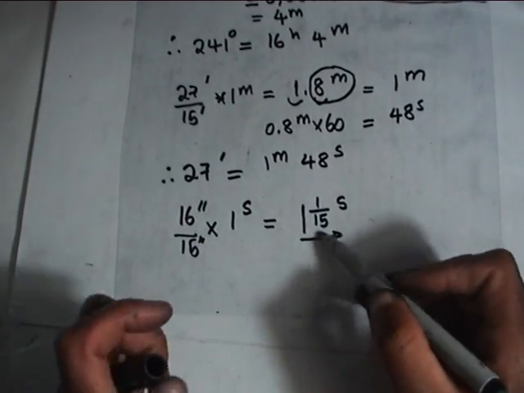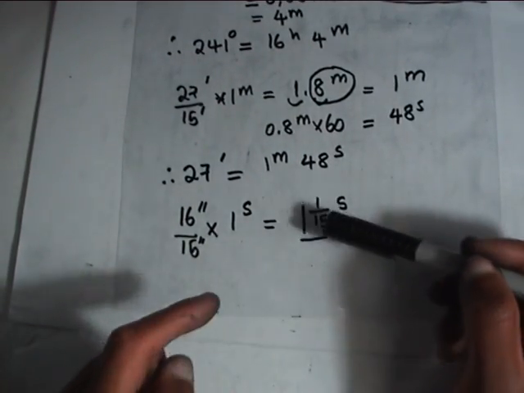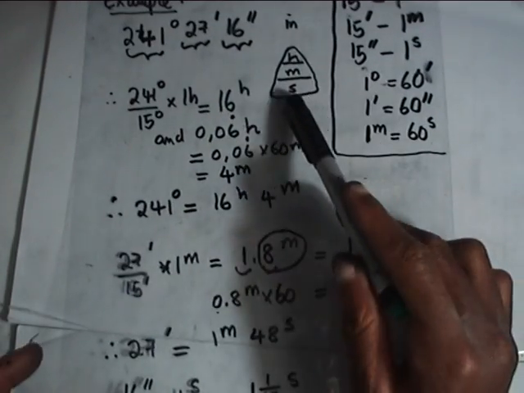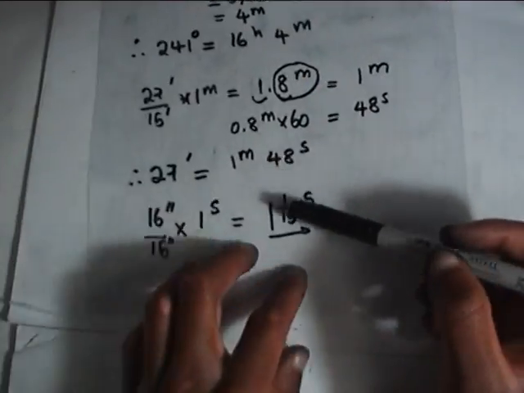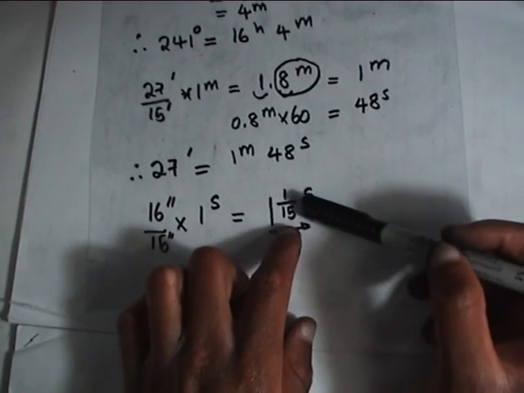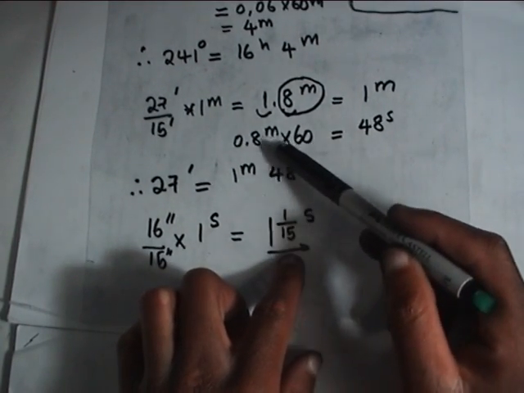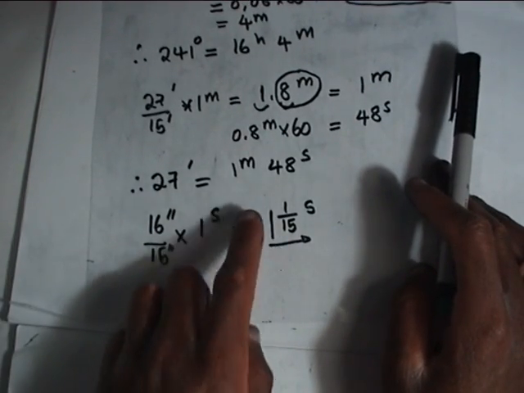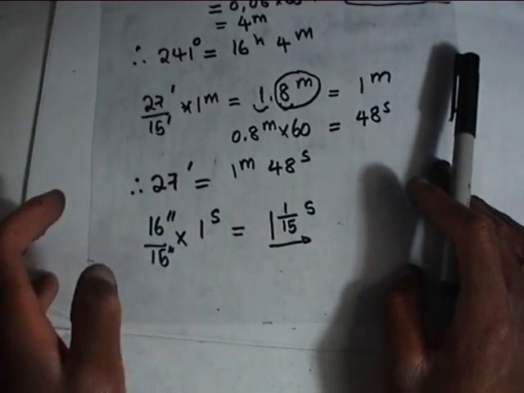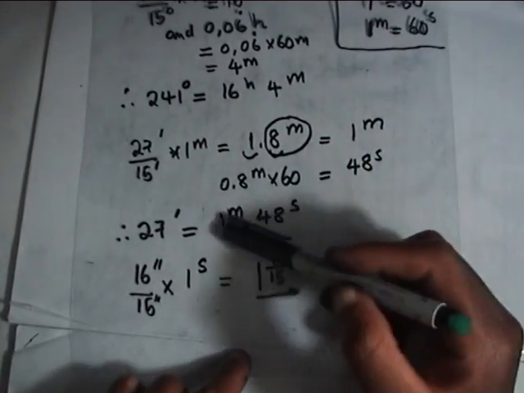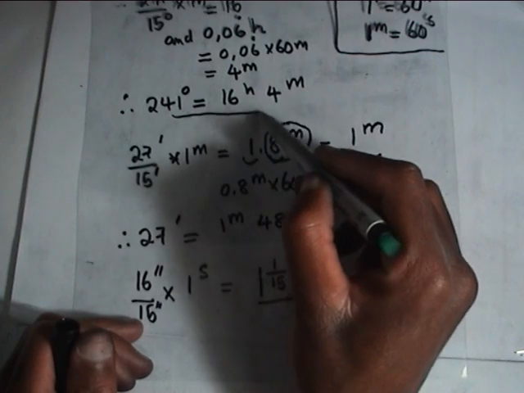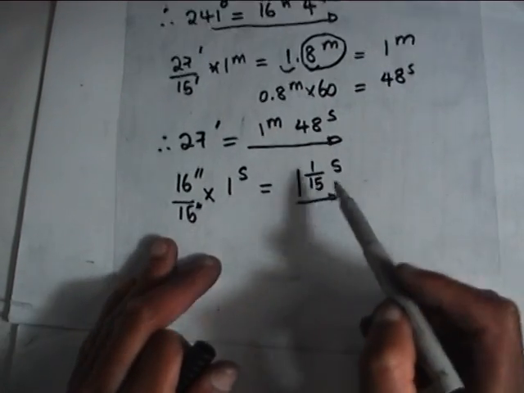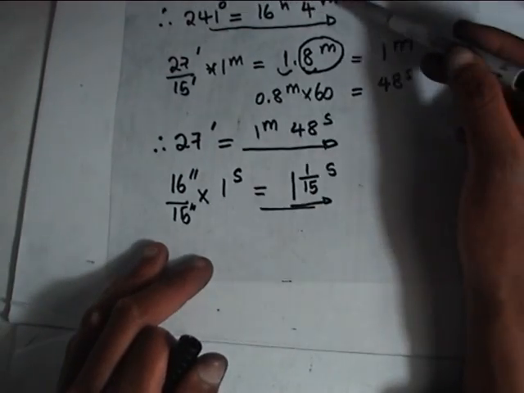The reason why I wrote 1 over 15 and not a decimal is because this decimal would be a decimal of a second, but we do not have a division after the second, so we can just write it as it is right now. There's no more need of converting it into the one that is below that. So we have this 1 and 1/15 second. So now it's a matter of adding these. We have this representing the 241, this representing the 27, and this representing the 16. So it's a matter of adding these.